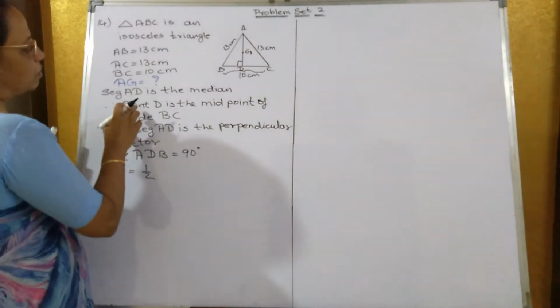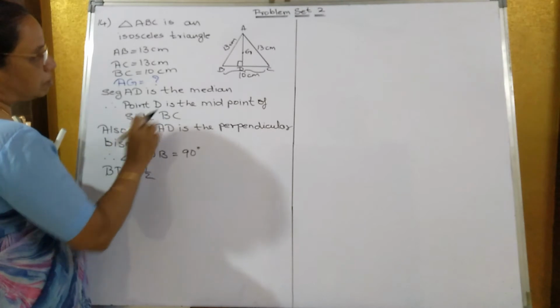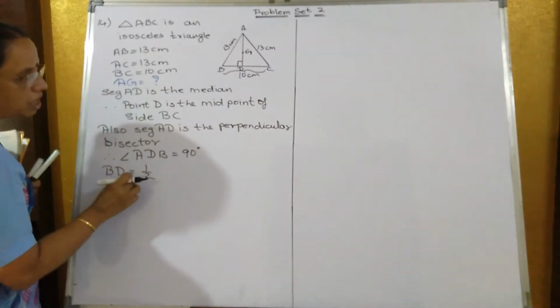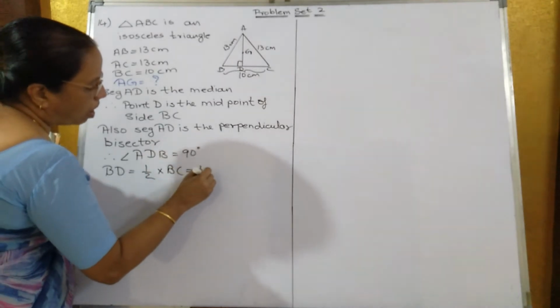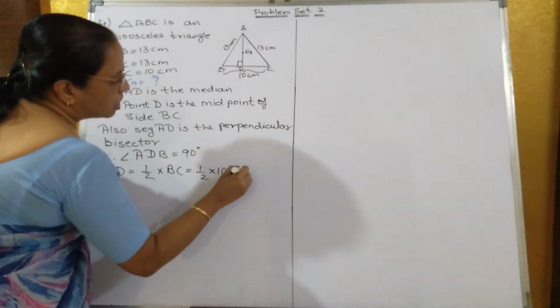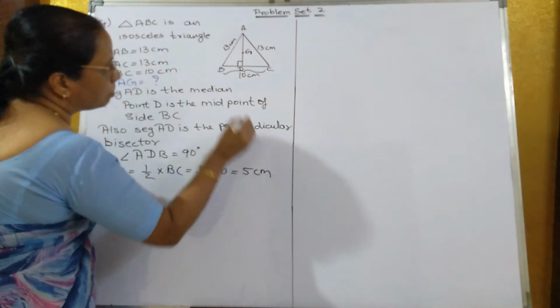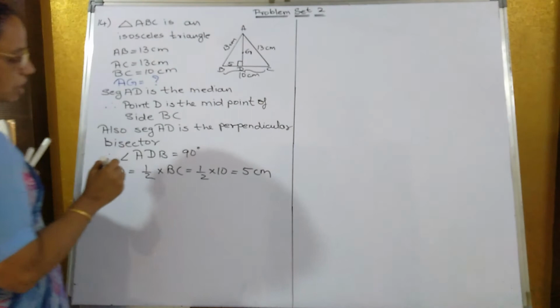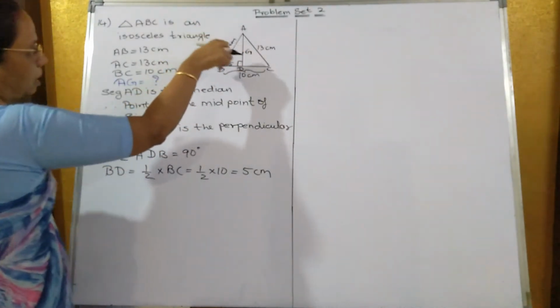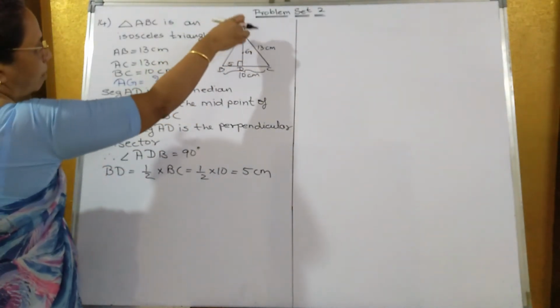Now I told you before that point D is the midpoint of side BC, so BD will be half of BC, that is half into 10, which is 5 centimeter. So BD is equal to 5 centimeter. Now triangle ABD is a right angle triangle.